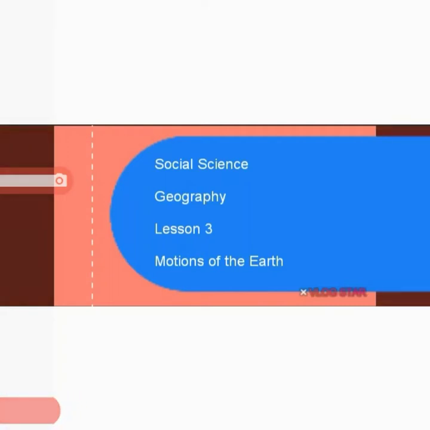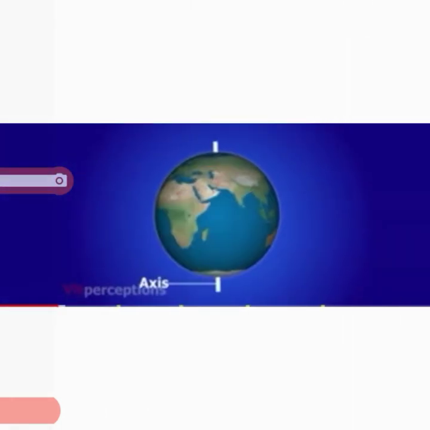Are you studying regularly? Today we are going to start our geography part, lesson 3, Motions of the Earth. Motions means movements. In our previous chapter, you learned about the shape of the earth by learning about its miniature model, the globe. You also studied that it has an axis on which it rotates. In this chapter, we shall study about the various motions of the earth and their effects.